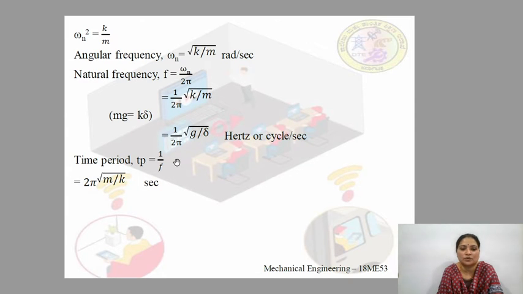Using the above values, another formula, that is time period, can also be found out. Time period is represented as Tp, which is equal to 1 by f. Since we already know that f is equal to 1 by 2 pi square root of k by m, the reciprocal of that is 2 pi into square root of m by k. So the unit of time period is second. This is the equation for time period. So therefore, by using D'Alembert's principle, we can find out the equation for angular frequency, natural frequency and time period.